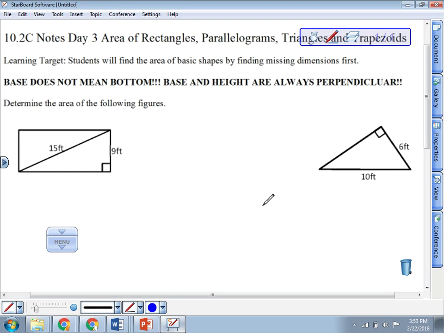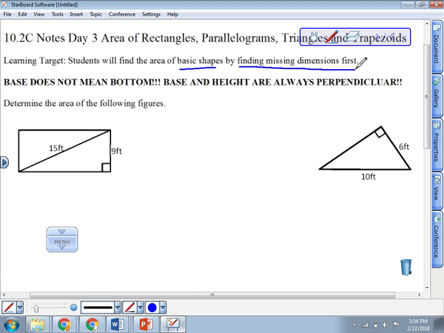Welcome to the notes on area, but this time we're going to be finding the missing sides before we can find that area. So we're going to be doing rectangles, parallelograms, triangles, and trapezoids again. Find the area of basic shapes by finding missing dimensions first, okay?